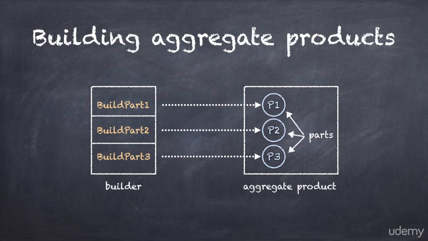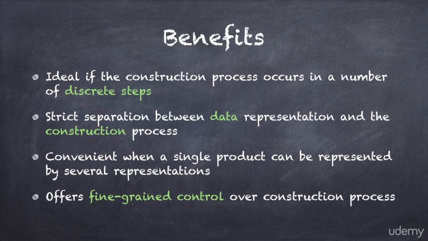The builder pattern offers a number of benefits over straight-up construction of objects using the new keyword. First, the builder pattern is ideal if the construction process occurs in a number of discrete steps instead of all in one go. The builder creates a new product part each time it's called, and it maintains all intermediate state. When the product is finished, the client can retrieve the finished product.